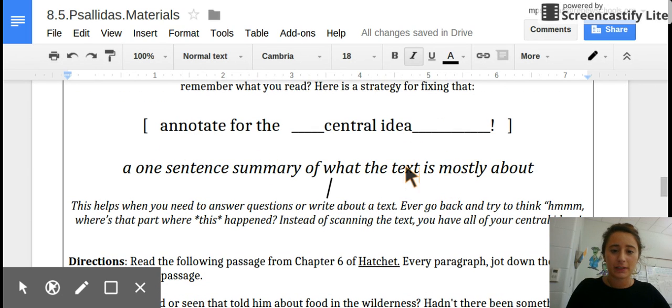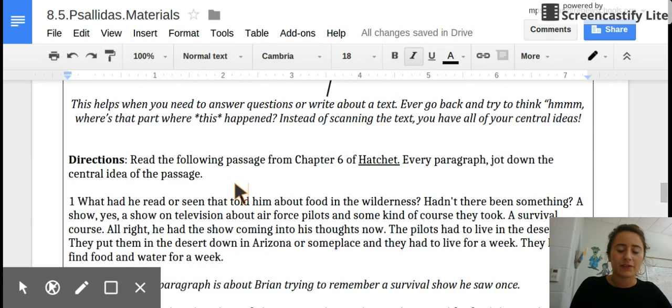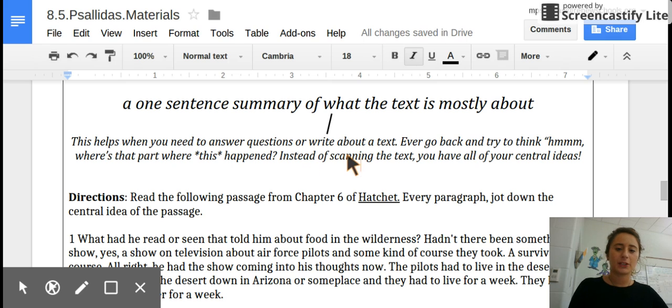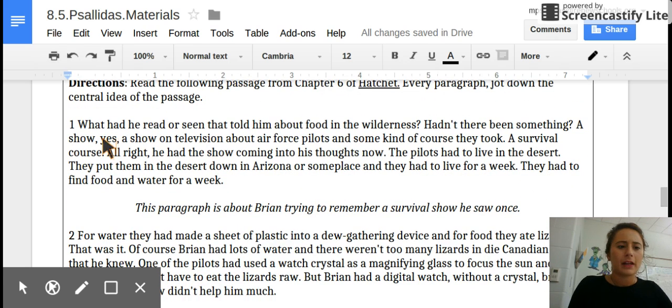Another thing that's good to know when you're thinking about the central idea is that sometimes if you're taking a test, or not even a test, I ask you something in class, and you're trying to go back and think, where's the part in the text where this happened? Instead of having to scan through the whole text, you can have your central ideas written in after every paragraph or so. So for example, follow along. This is right on your paper.